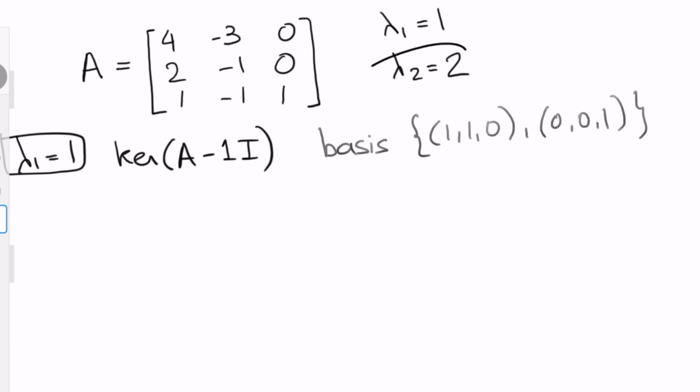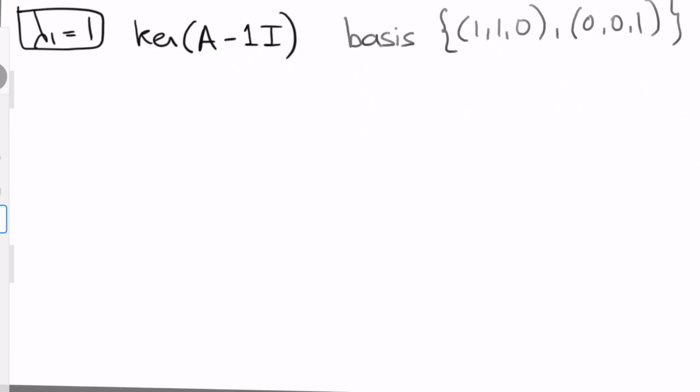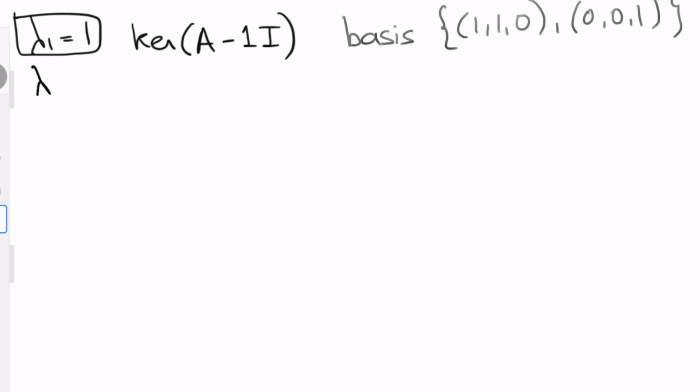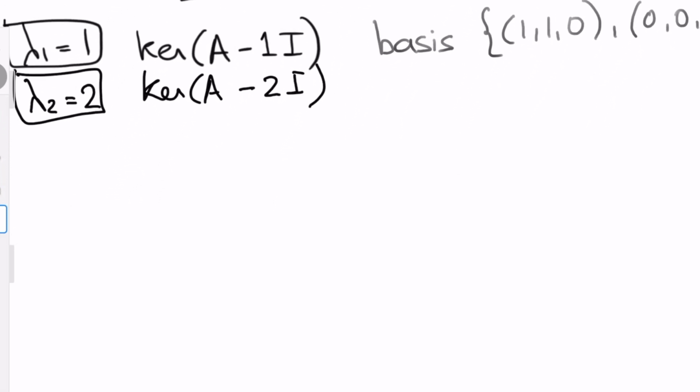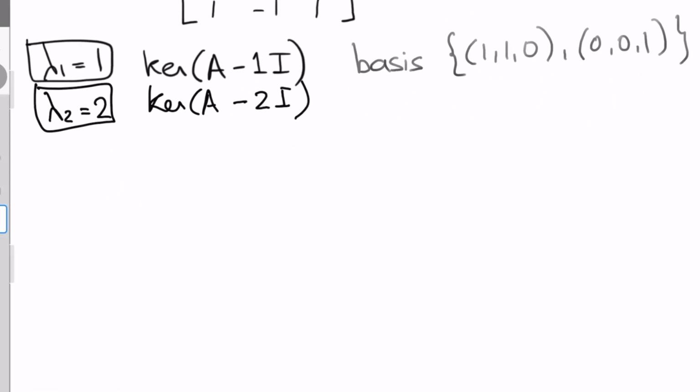And then for the other eigenvalue that we have here, we'll do the same. So for lambda 2 equal 2, we are going to calculate a basis of A minus 2 identity. And in order to do that, we will construct the matrix. So the matrix in this case will be to subtract here in the diagonal 2. So let's do that. Let's subtract 2 in the diagonal.